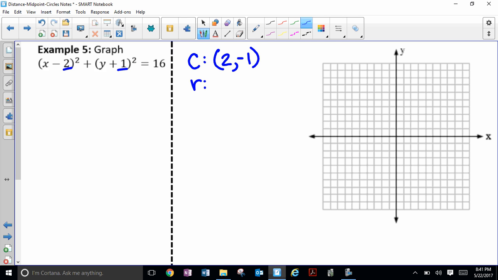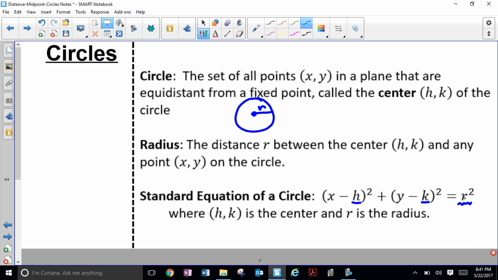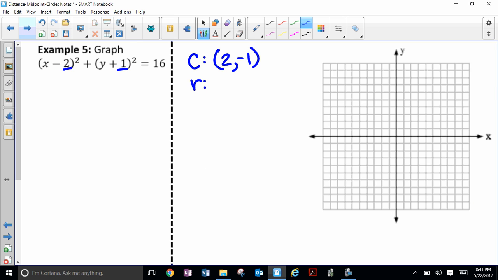Now remember that number at the end is actually the radius already squared. So I know that r squared is equal to 16, so how do I get r? Right, we just square root both sides. So the radius is 4.